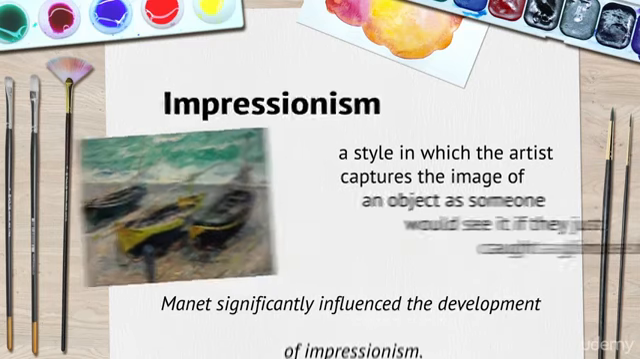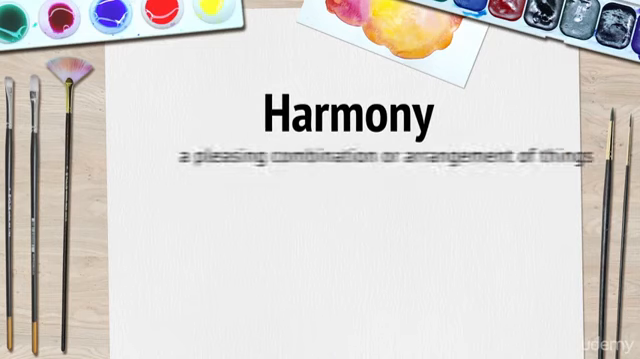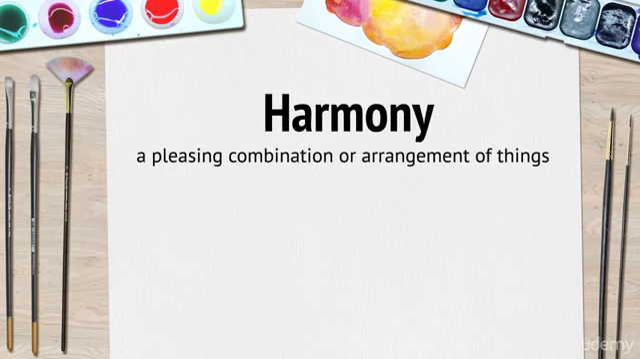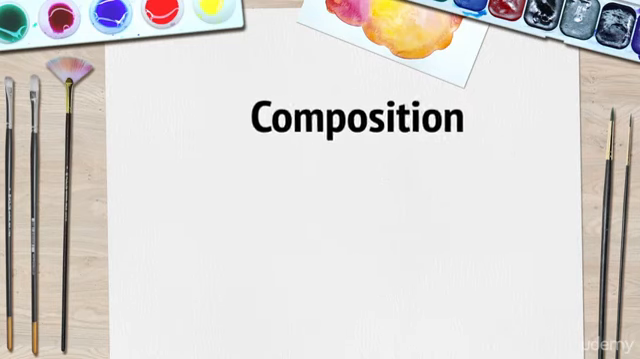When talking about art, many people talk about harmony. Harmony is a pleasing combination or arrangement of things. For instance, a harmony of colors. Example: once you understand the basics of color theory, you can start learning how to combine colors into a colorful harmony. Apart from harmony, it's important to know what composition is.